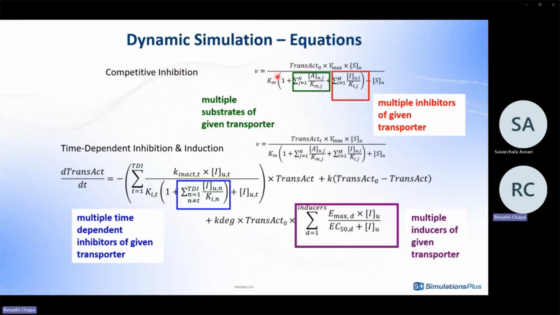You can try to simulate the effect of multiple substrates, multiple perpetrators on one substrate, or you can handle multiple substrates with one perpetrator. So it could be either way. Again, these are the set of equations that we employ for competitive inhibition, time-dependent inhibition, and induction. These equations are well described in the GastroPlus manual.